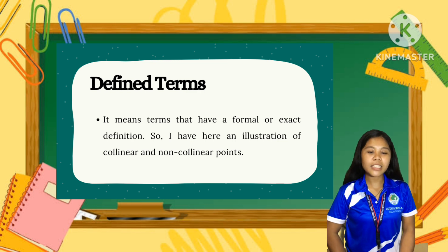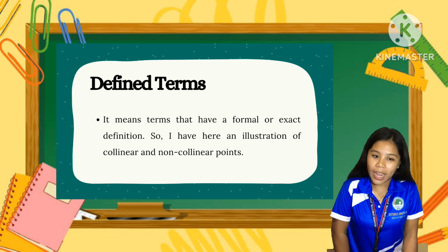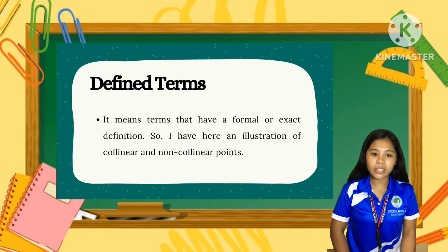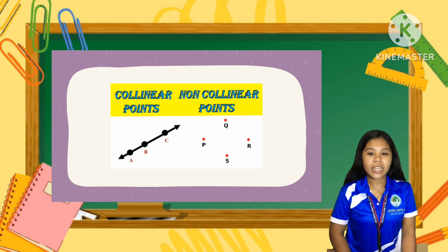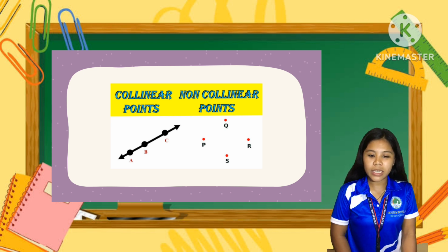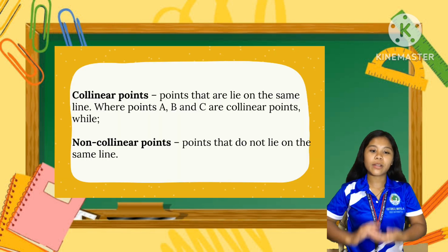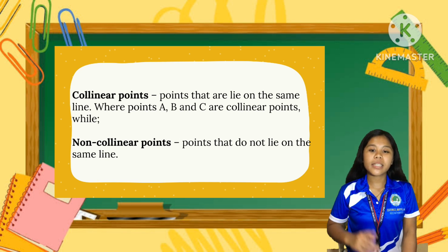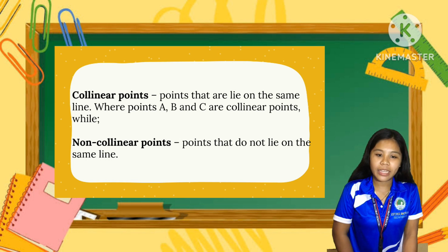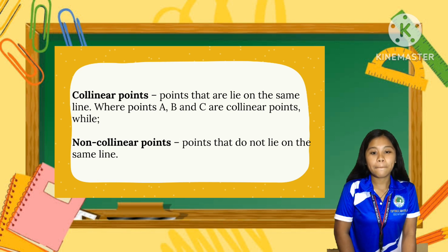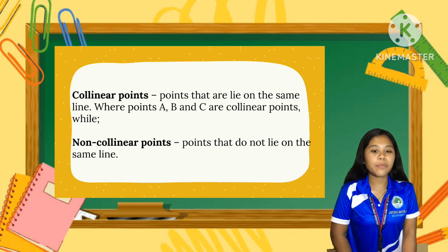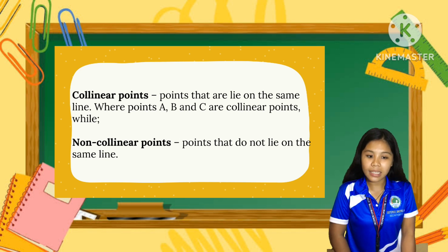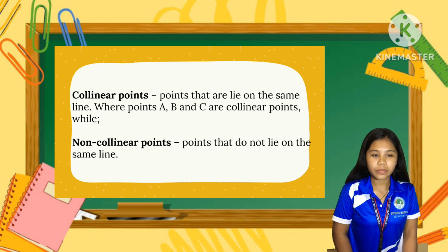Okay, so now let's move on to the defined terms. When we say defined terms, it means terms that have a formal or exact definition. So I have here an illustration of collinear and non-collinear points. Collinear points are points that lie on the same line, where points A, B, and C are collinear points, while non-collinear points are points that do not lie on the same line.